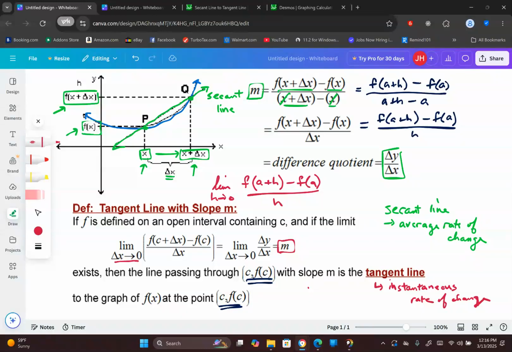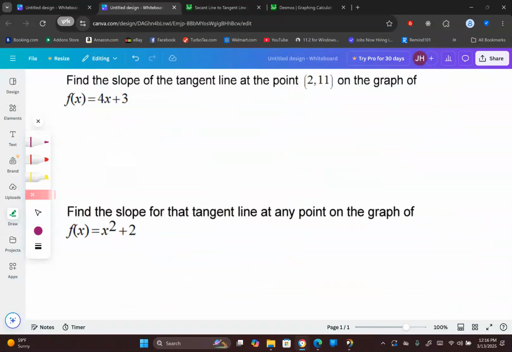That is the slope of a tangent line. That's an instantaneous rate of change. Now, I want to show you that these formulas actually work to find slopes. So we're going to look at a couple of examples. The first one, we're actually going to find the slope of the tangent line at a point on a line.